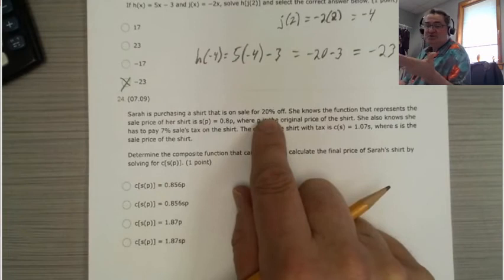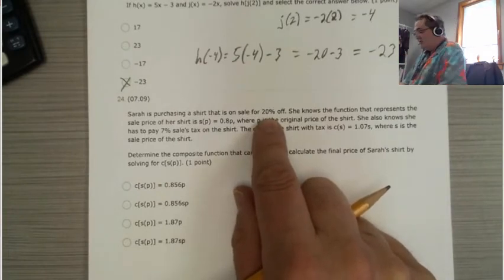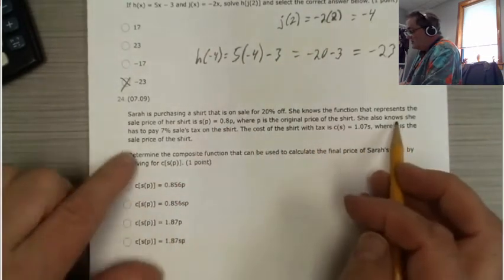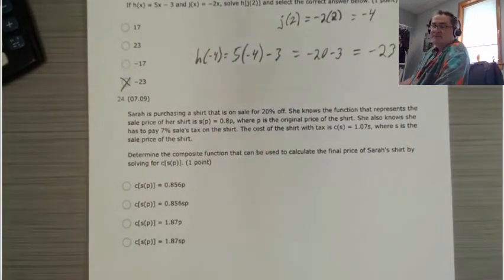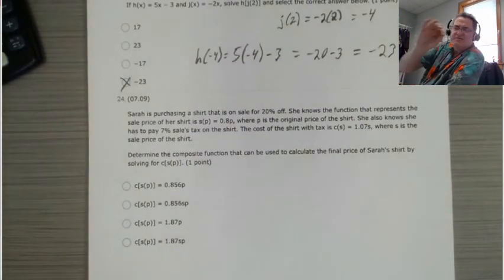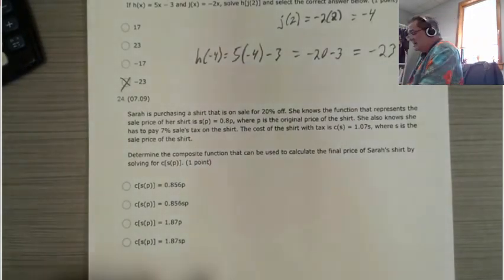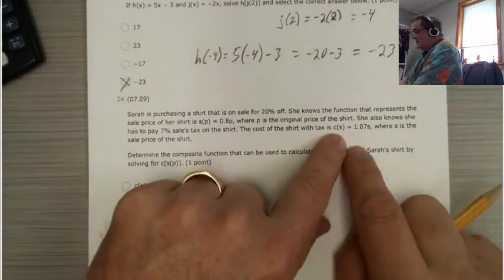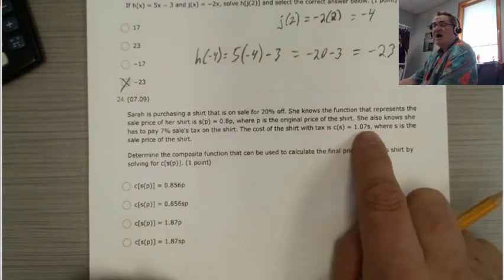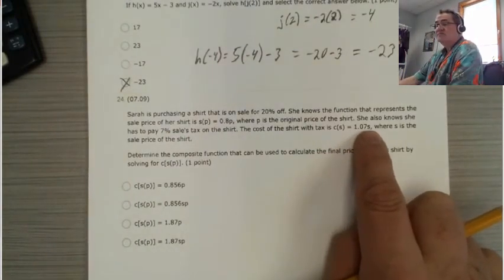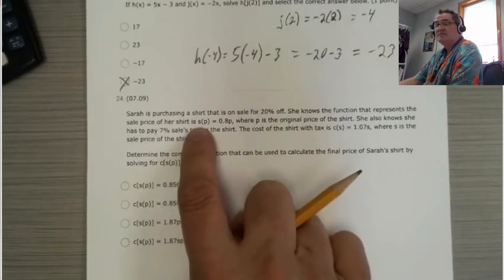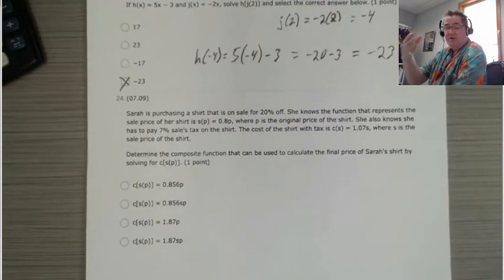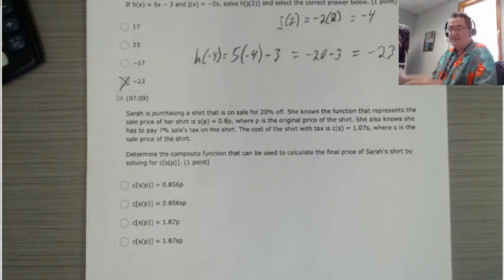Since it's 20% off, you're going to pay 80% of the price, so 80% times the price, where P is the original price of the shirt. She also knows she has to pay a 7% sales tax. So the cost of the shirt with the tax is 1.07 times whatever you're paying for the shirt. Whatever the shirt costs, you've got to pay 1.07, since 0.07 is 7%.